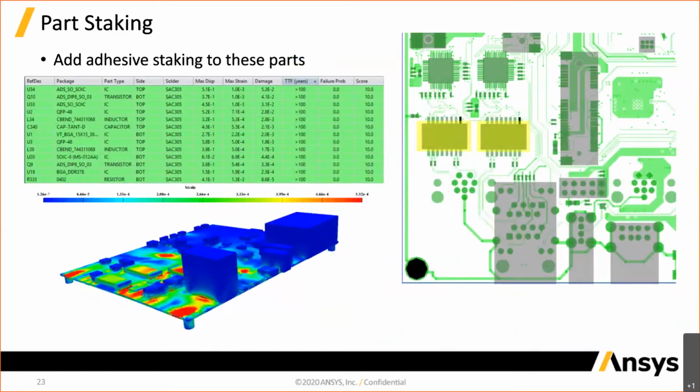Since these are Ethernet transformers, you really can't move them away from the connector that they're associated with. It's a dual stack RJ Ethernet connector, so those coils, those transformers, need to be close to that part. The solution, people do it all the time, is they will stake the parts down with an epoxy. You can also do this in the tool: say, hey, I'm going to put adhesive around these parts. You can run it again, and now everything works great. So moving the mounting holes and adding the staking helped solve the issue.